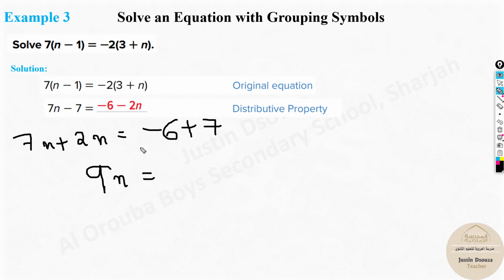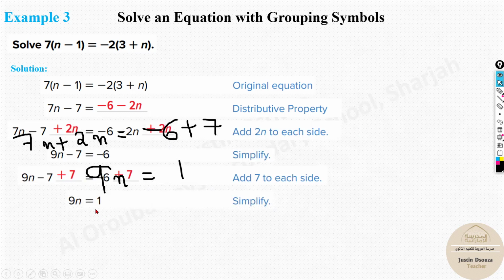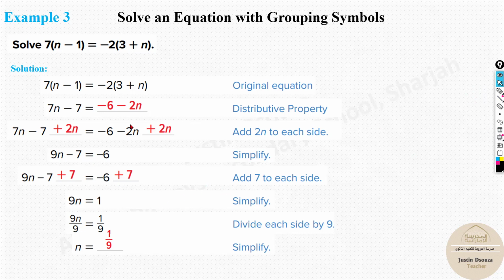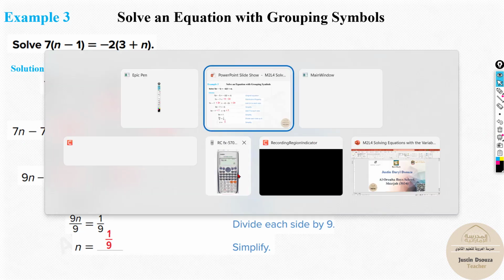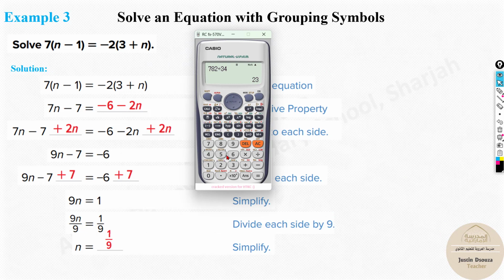9n equals 1. N is equal to 1 by 9. This is the answer, okay? N equals 1 by 9. 9n is there. 9 goes, divide both the sides by 9. It'll be 1 by 9. So that's the answer. You can solve it like this, or you can just use the calculator and try as well.